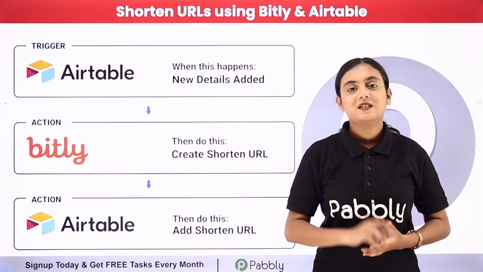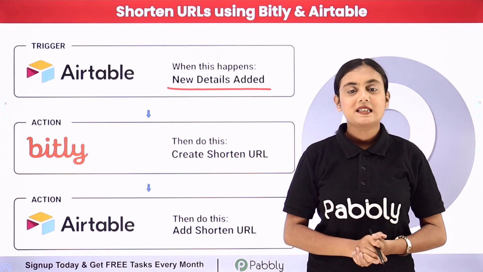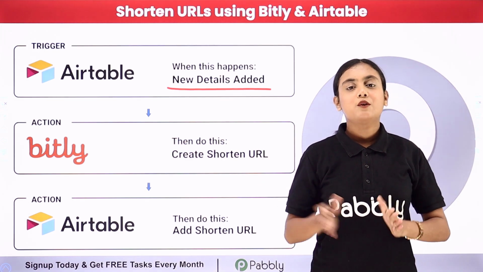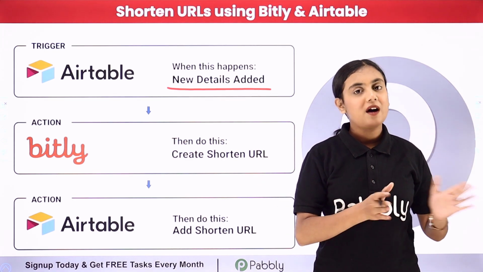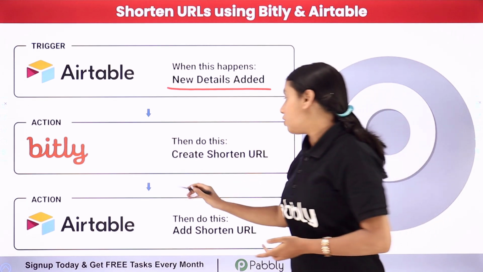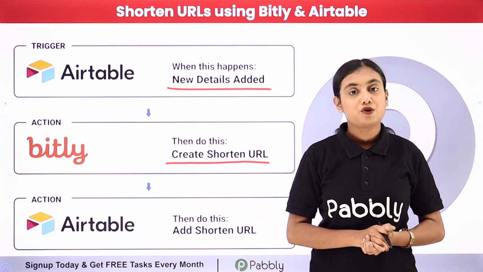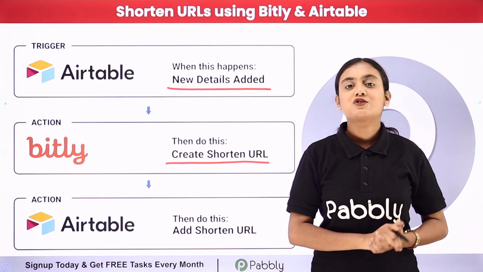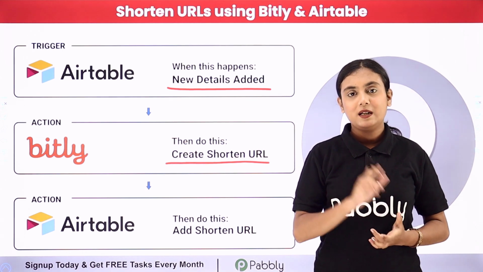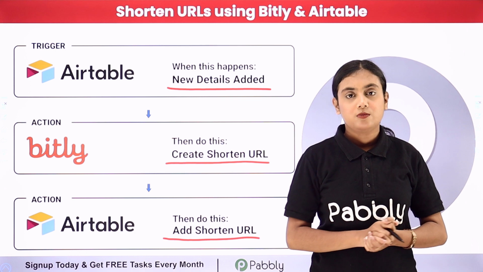So here my objective is that whenever I'm going to add the details of any template documents in my Airtable with the title of the document as well as the URL of the document, automatically with the help of Bitly, a shortened URL of the same URL that we have created a record of in our Airtable should be created. And as soon as a shortened URL is created with the help of Bitly, automatically the shortened URL should be updated in our Airtable record.